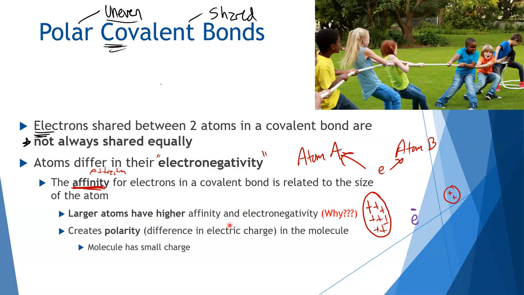So larger atoms have a higher affinity and higher electronegativity because the reason it's larger is inside of its nucleus it has more positive protons, and the positive protons are going to be attracted to the negative electron. So that electron is going to start to slowly go this way. So instead of staying right in the middle where it's supposed to, it's going to start leaning a little bit towards that left. What this is going to do is it's going to create a polarity or a difference in charges in this molecule.